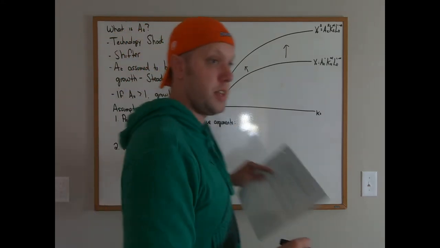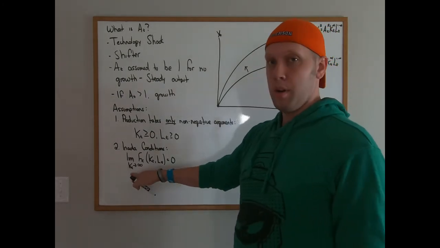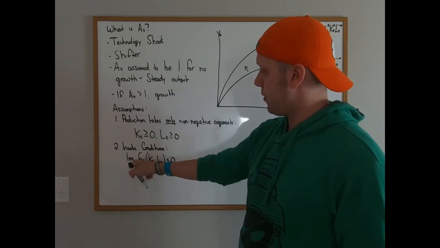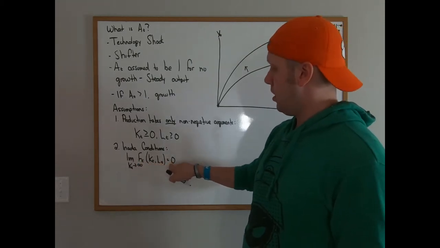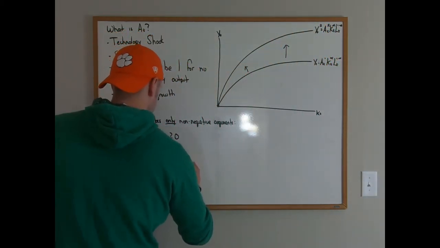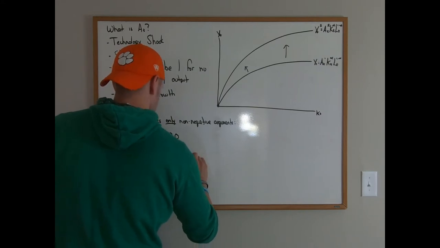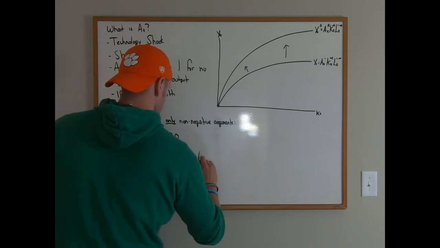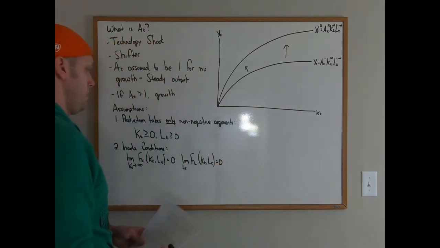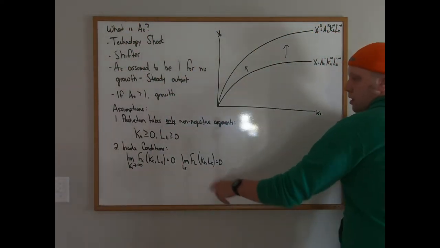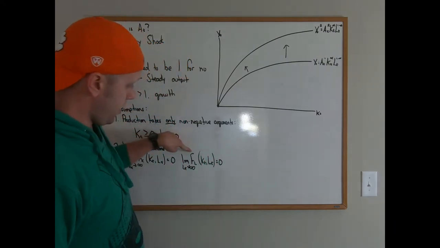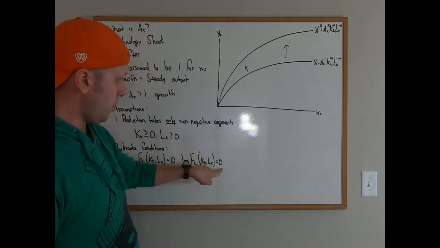The first Inada condition is that the limit as your input capital approaches infinity of the production function's first derivative with respect to capital approaches zero. The same thing holds for labor. Only for labor, as the labor input approaches infinity, its first derivative with respect to labor will also approach zero.